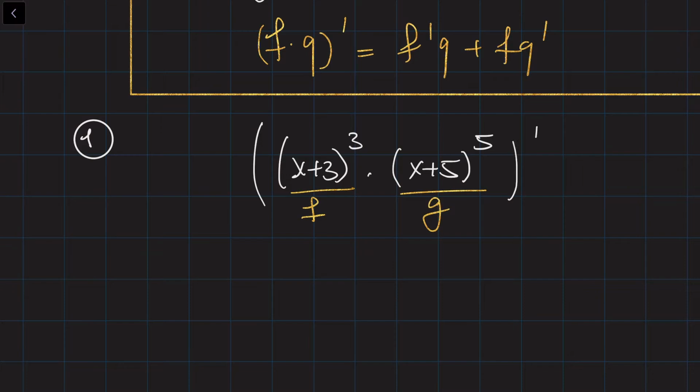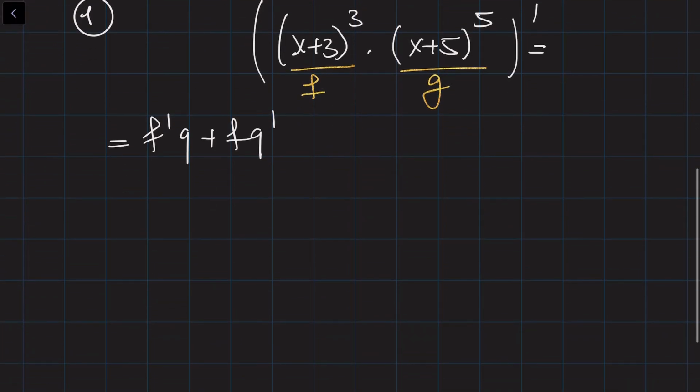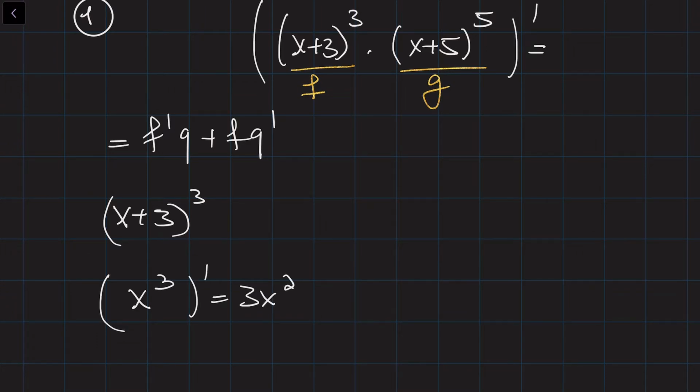Then its derivative is going to be equal to, according to the formula, f'g plus fg'. First of all, we need to figure out the derivative of (x plus 3) cubed. This should be very similar to the derivative of x cubed. The derivative of x cubed is 3x squared, and the derivative of (x plus 3) cubed is 3 times (x plus 3) squared. You might ask why these two formulas are similar. It is not possible to answer this question without knowing the chain rule, so we are going to learn the chain rule in our next video lectures.